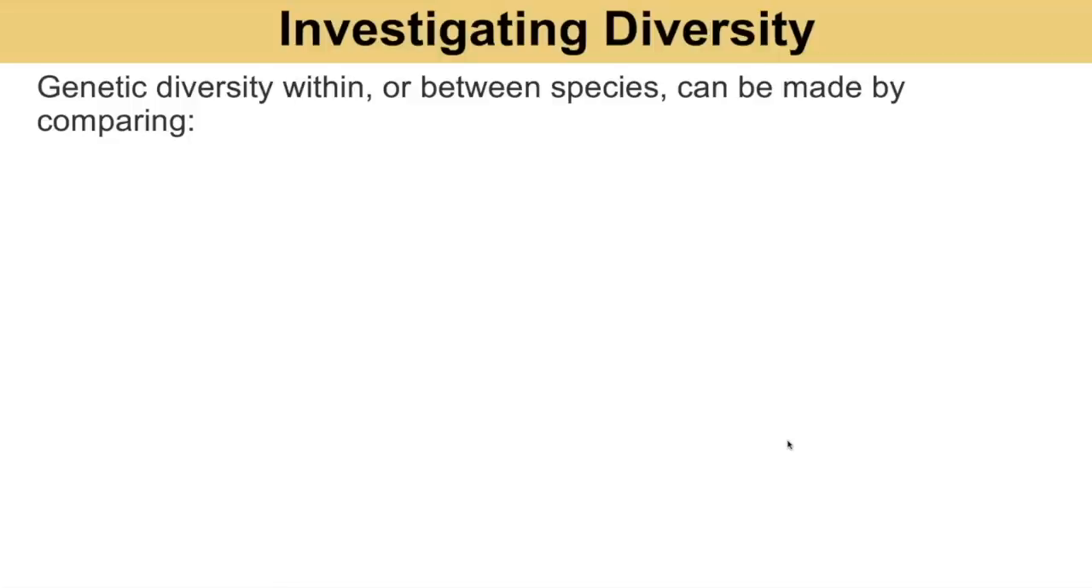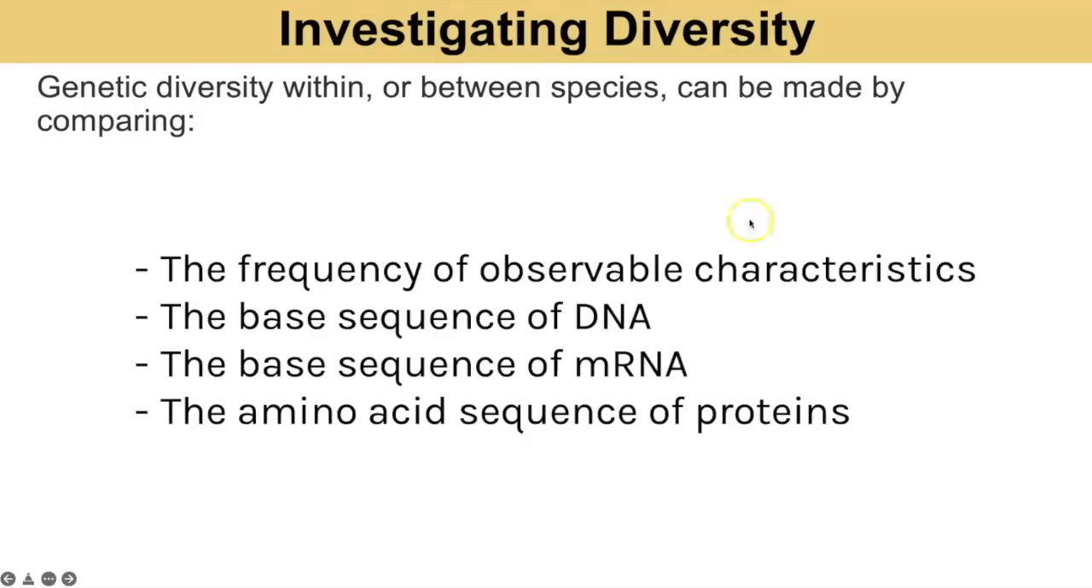Genetic diversity within or between species can also be measured by comparing different factors. So you can compare observable characteristics, but that can actually be quite inaccurate because members of different species that aren't even closely related might look similar because they live in similar environments. So more accurate ways to compare how closely related species are is through comparing the DNA-based sequence, the mRNA-based sequence, or the amino acid sequence for proteins. And the more similar those sequences, the more closely related they must be.